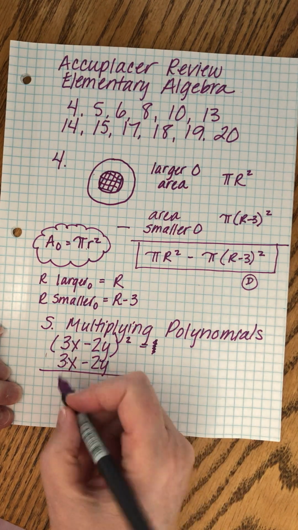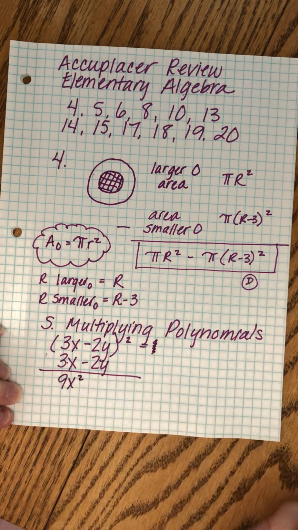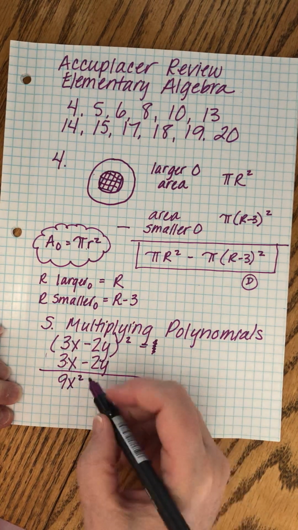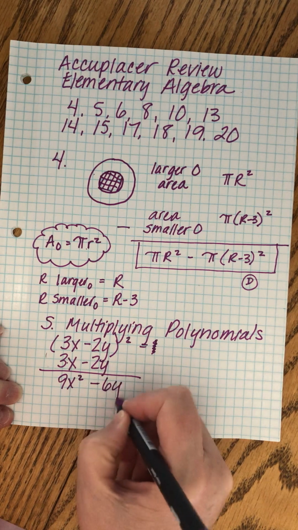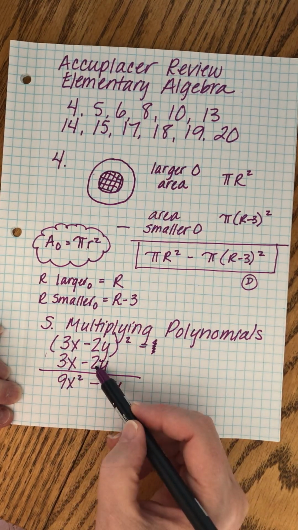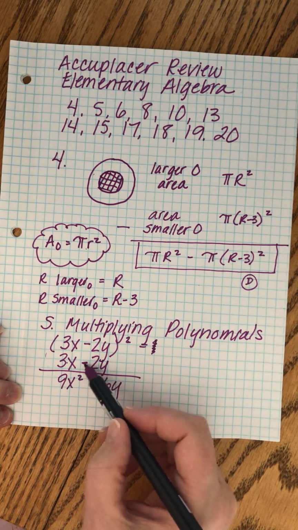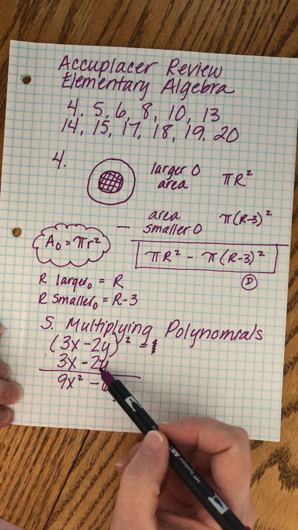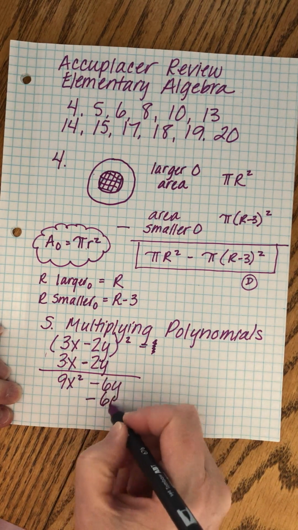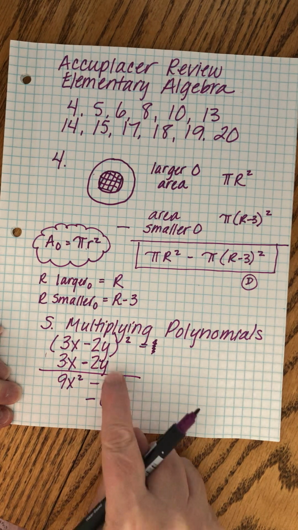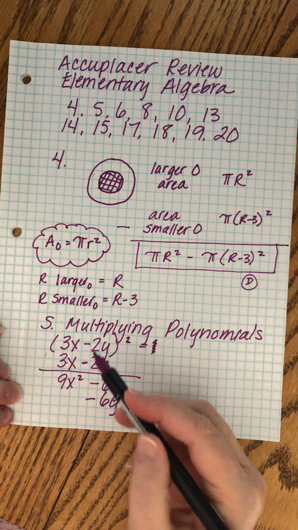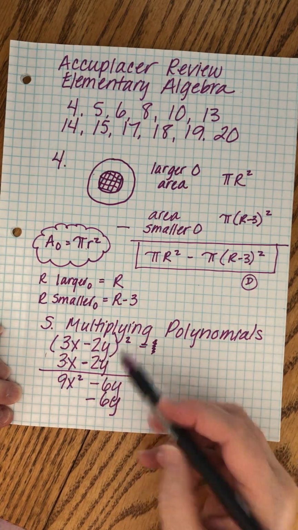So 3x times 3x is 9x squared. Now this boy sits down, and the girl dances with the second boy. 3x times minus 2y is minus 6xy. Now she has danced with both boys, so she sits down and lets this girl dance. Remember that this girl's negative sign goes with her when she multiplies. So minus 2y times 3x is another minus 6xy. I'm going to write it underneath because those are like terms, so they're going to combine. And now this girl and this boy end up as a positive 4y squared.